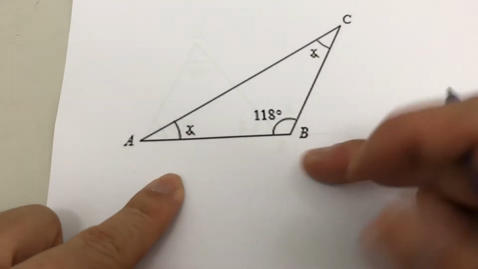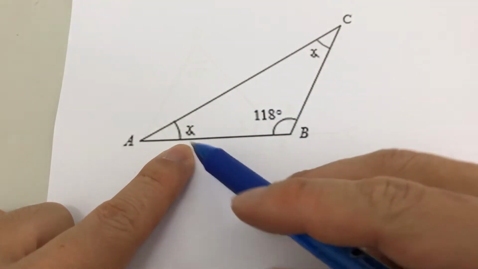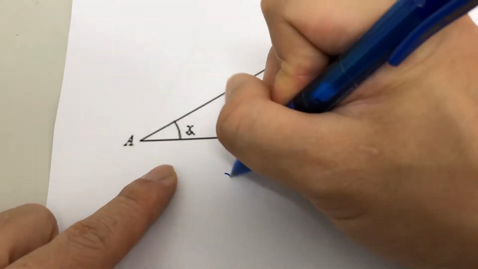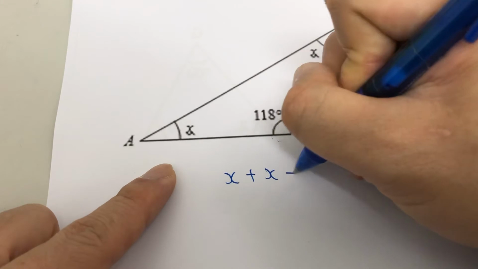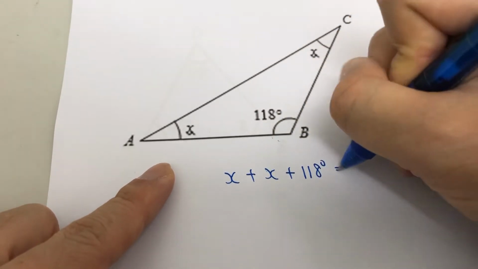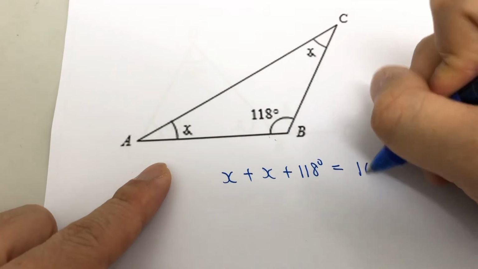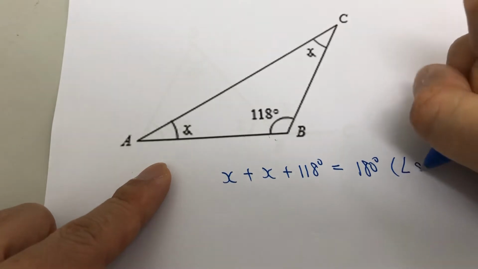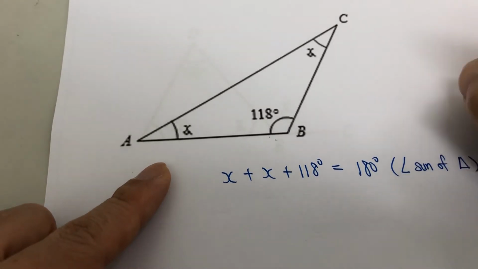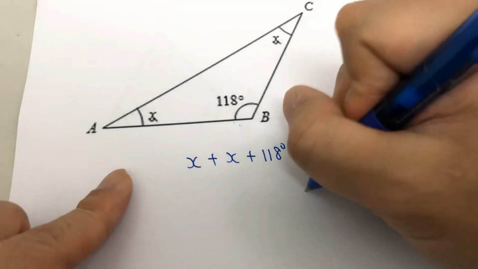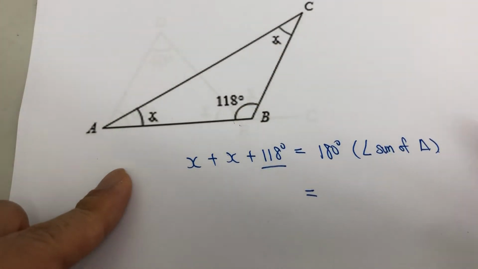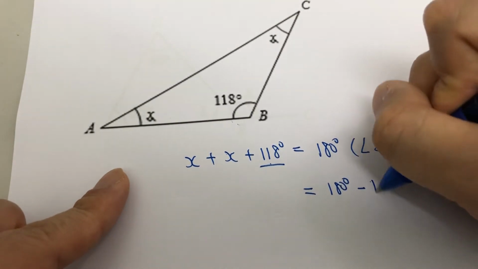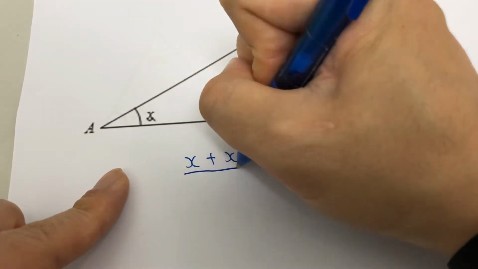Then what about this? Still, we have to find the unknown x. So what could we do with these three angles? Of course, we add them up. x plus x plus 118 degrees equals, of course, 180 because they are the three angles of a triangle. Angle sum of triangle. Okay? Now, 118 degrees. We have no choice. Please move it to the other side.